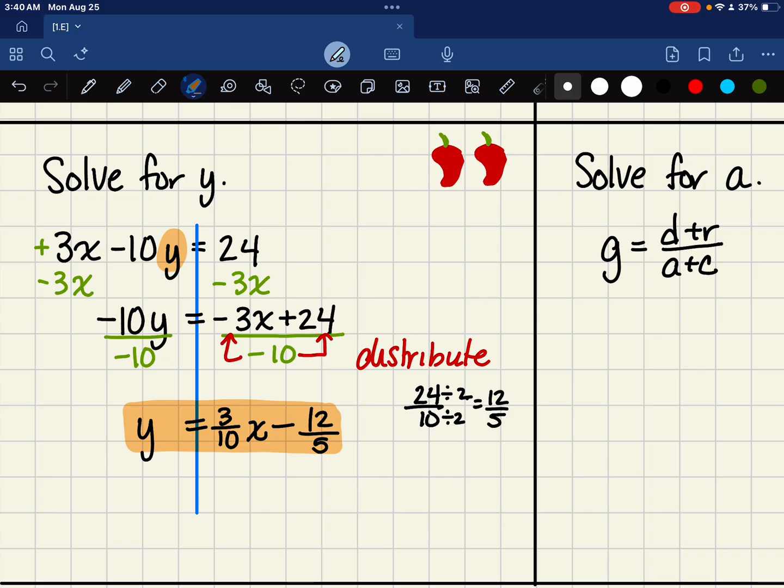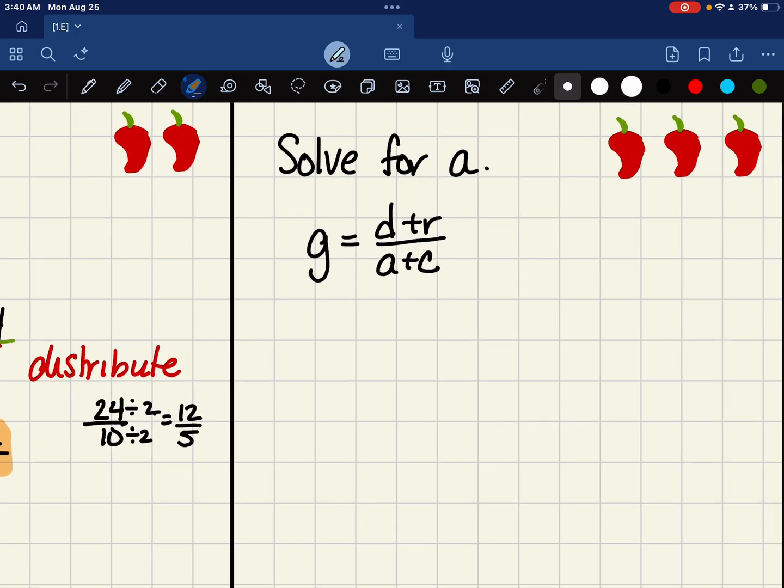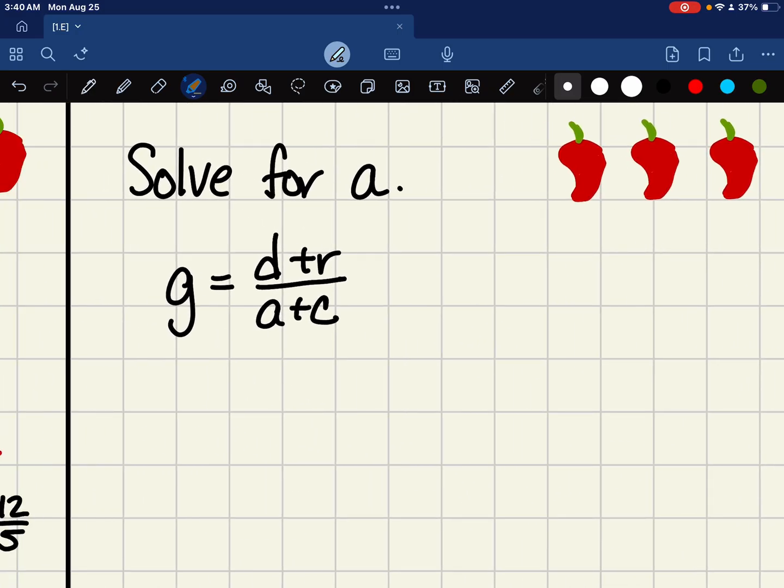That's why we'll use it next unit. All right, one more time. So this one is just kind of a wild function, doesn't it? So we're trying to solve for a. We're trying to get the a by itself.